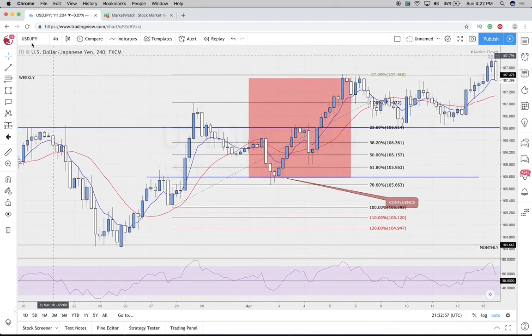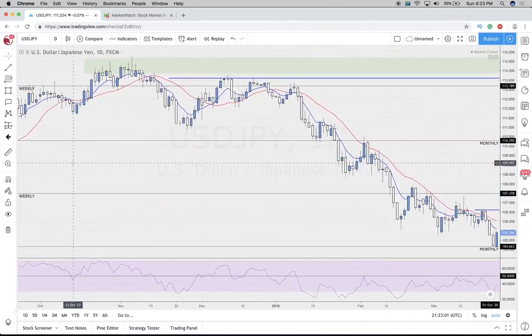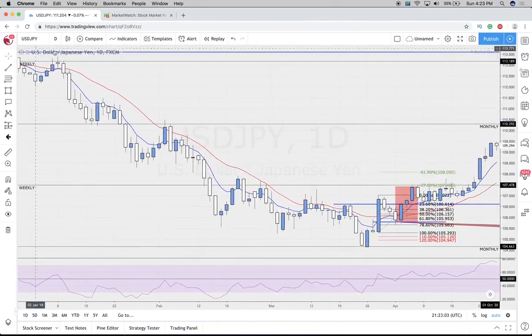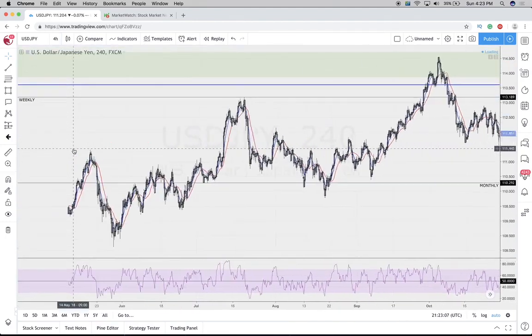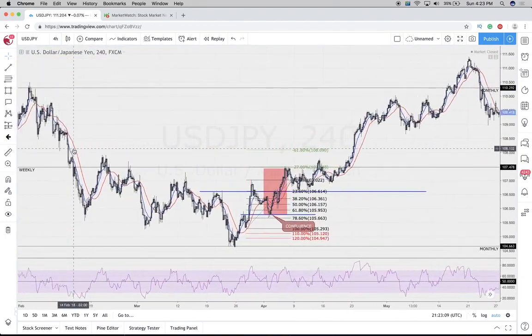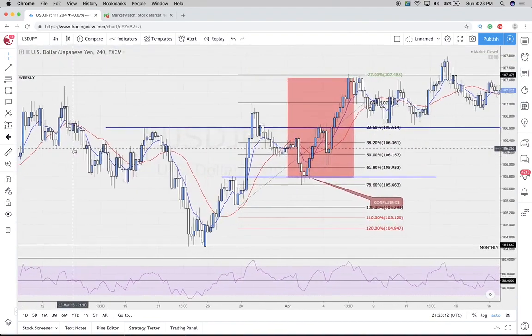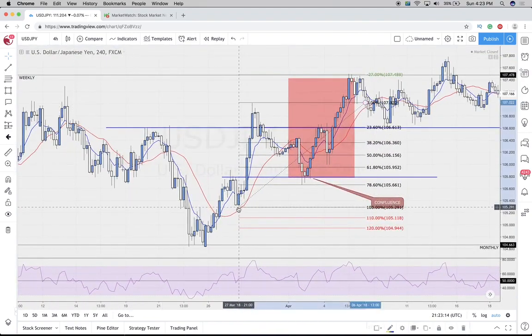All right. Remember, confluence is just when things line up with each other. That's all that it is. If you have two technicals that line up with each other, that's what confluence is. Multiple confirmation based off of a current situation. Okay.